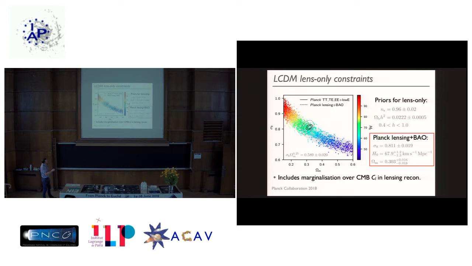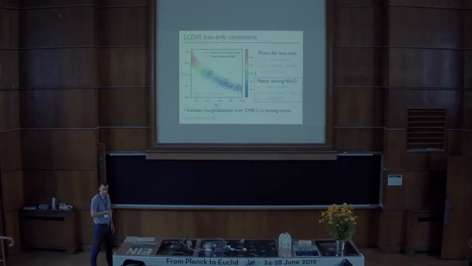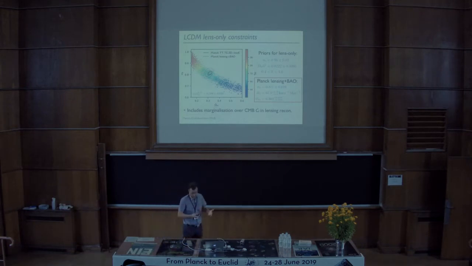Because of that, in three-dimensional space, you get quite a tight degeneracy shown by this swathe of colored points here. And that's very effectively broken by baryon acoustic oscillation measurements, which are sensitive to H naught and omega matter. So including BAO, you tighten constraints up considerably to this small little area here, which very nicely overlaps with what you get in the Lambda-CDM model from Planck primary anisotropies.